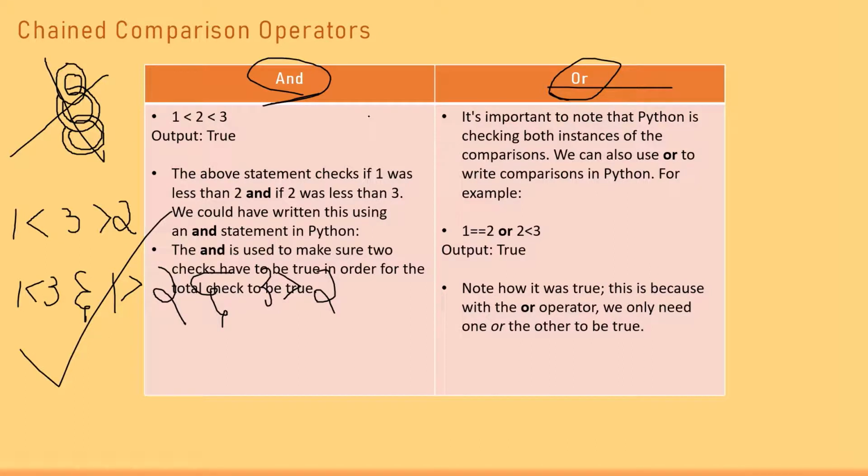Now let's go to this example. 1 is less than 2 is less than 3. Now let's write this in manual format, like 1 is less than 2 and 2 is less than 3.